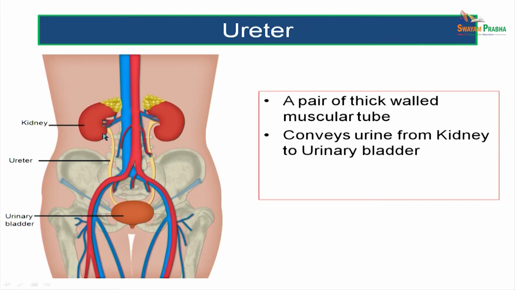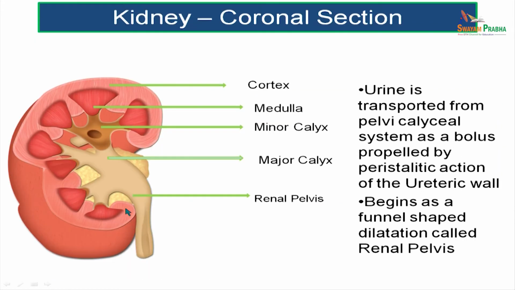As you can see from this picture, ureters are a pair of thick walled muscular tubes which convey urine from the kidney to the urinary bladder. Urine is transported from the pelvic calyceal system, what you are seeing here, by peristaltic action of the ureteric wall. Ureter begins as a funnel shaped dilatation called renal pelvis.